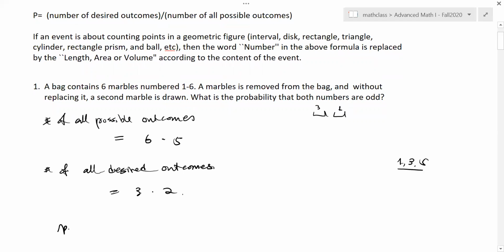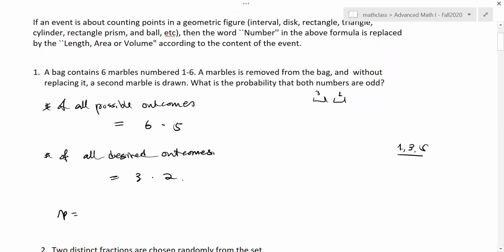And then the probability. If you randomly pick 2 marbles one by one, the probability to get both odd-numbered marbles is going to be the ratio: 3 times 2 over 6 times 5, so that's 1 over 5.